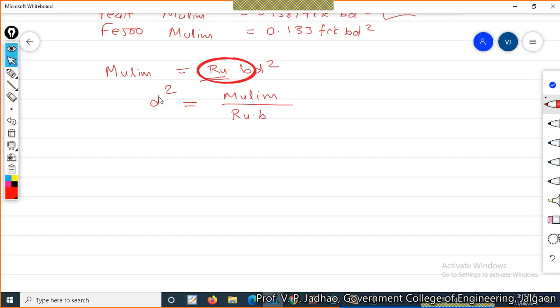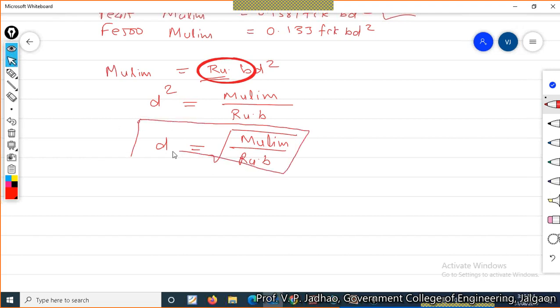We'll get D square is equal to MU limiting upon RU into B. To calculate the value of D, take the square root on both sides, and we'll get D equal to the square root of MU limiting divided by RU into B. This is how we can calculate the depth of any beam or slab.